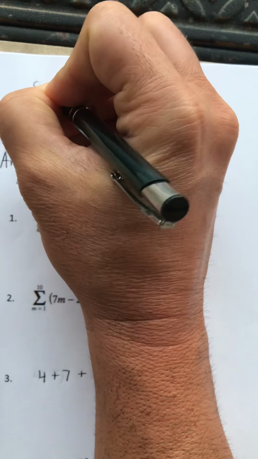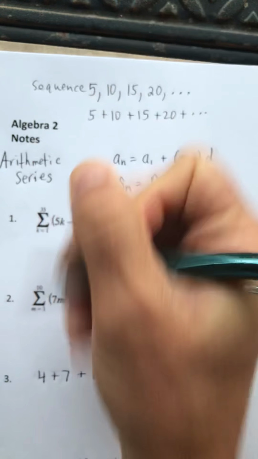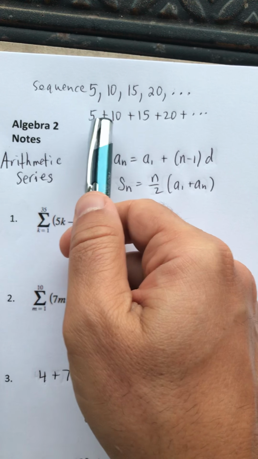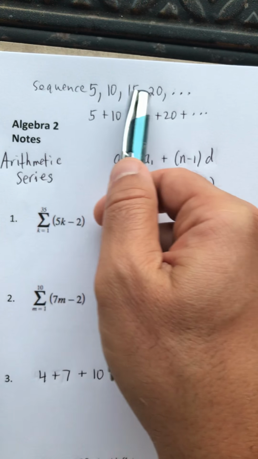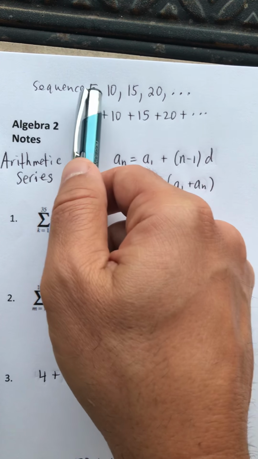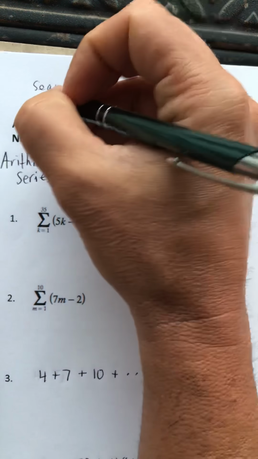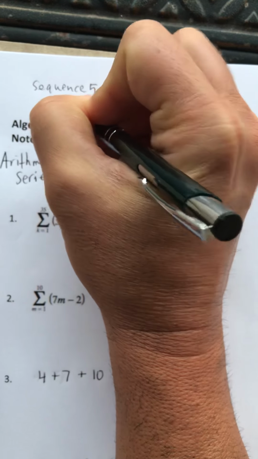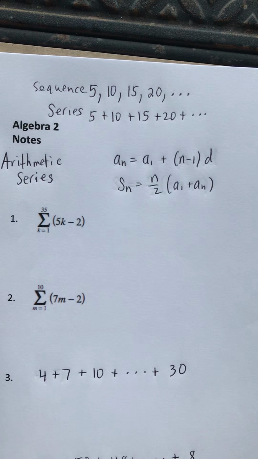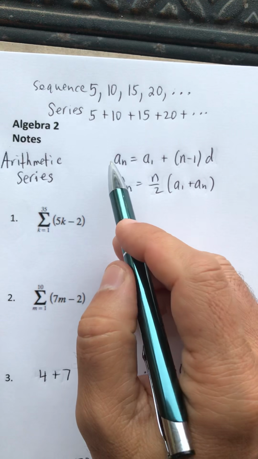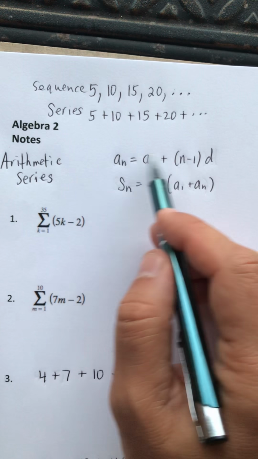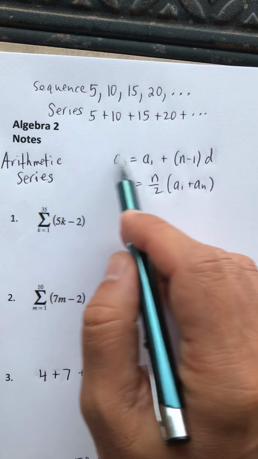This is a sequence. Below it is the series. A series is when you take the terms of a sequence and add them all together. So the sequence is just the list of numbers, but a series is when you take the numbers of the sequence and add them together. And we have this formula. This formula helps you write the nth term, the formula for the nth term.